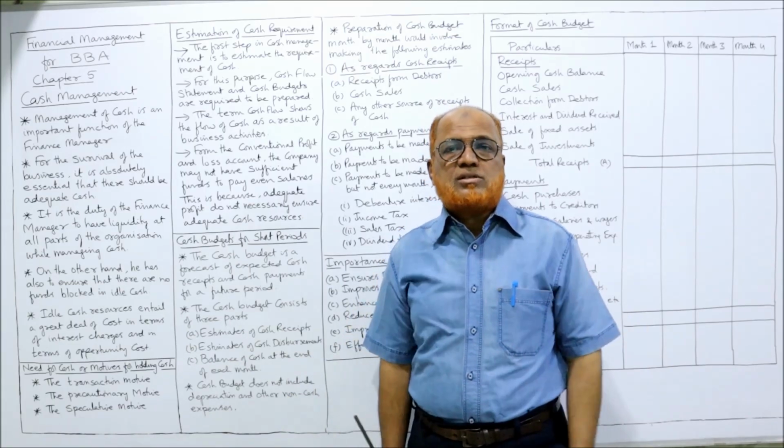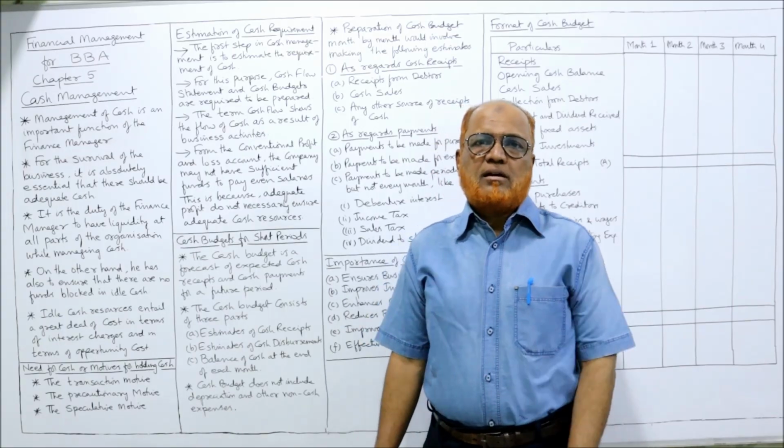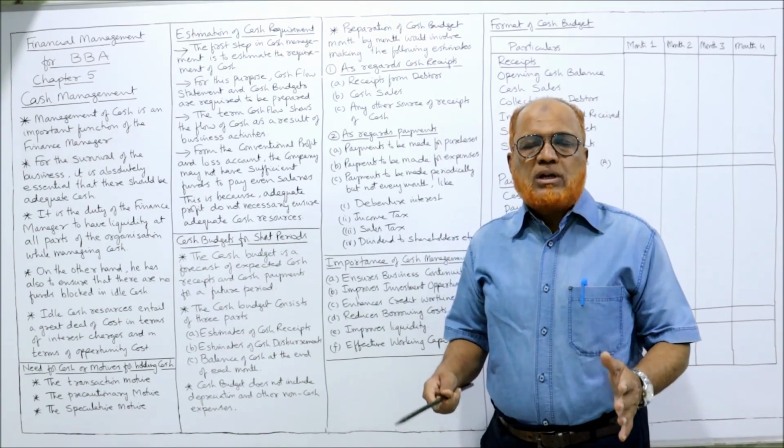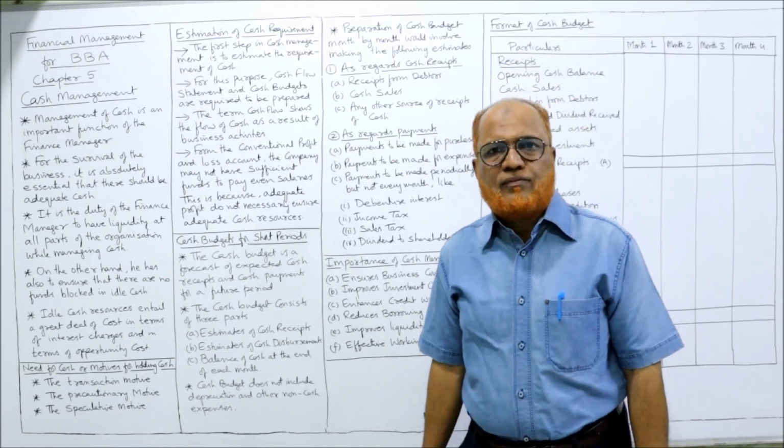These are the transactions. To meet the transactions, cash is necessary. So, the first motive why the business will hold the cash is transaction motive.